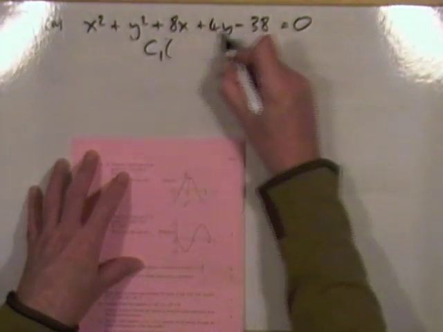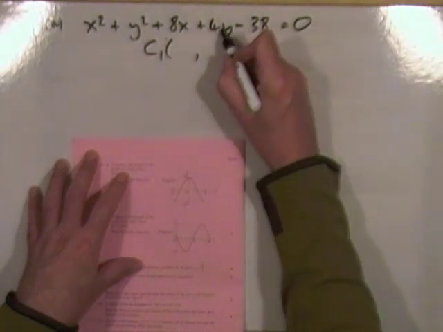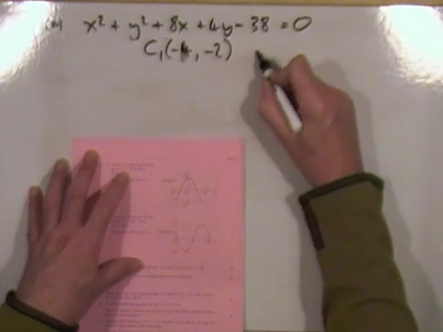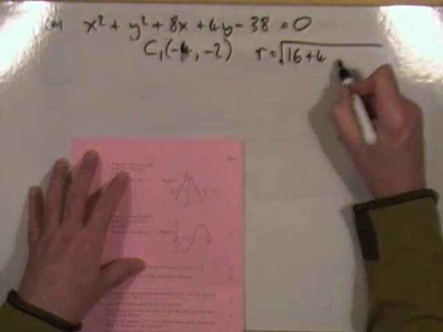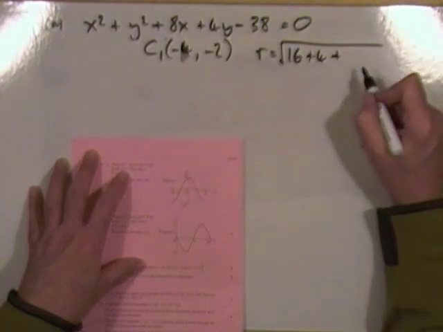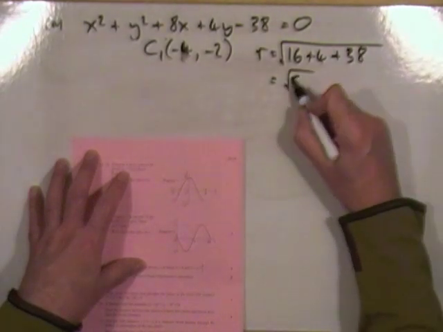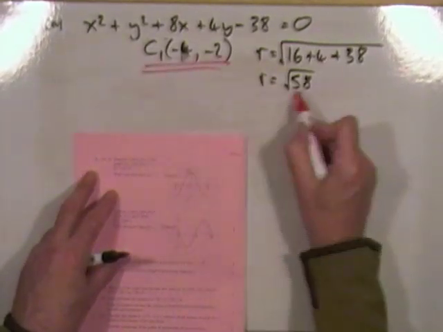I tend to position it just under the two terms responsible for the centre there, so it'll be half of those doubled terms, so -4, -2. Radius, that'll be the square root of those numbers squared, 16 plus 4, take away the number n, which is negative, so plus 38, so that's going to be root 58. That's the first bit. That was easy enough.